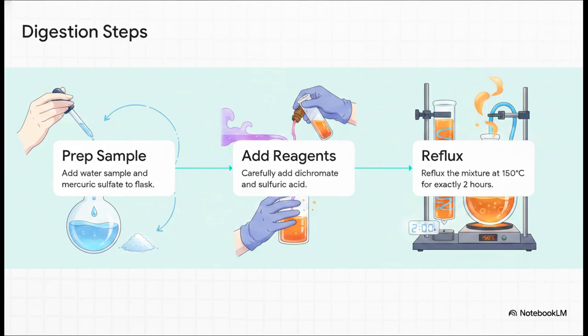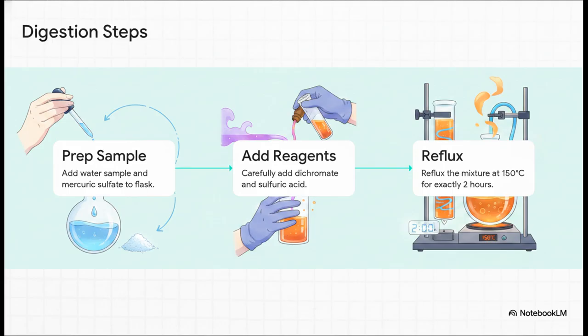Step 1. We meticulously measure a known volume of our water sample into the digestion tube and mix it with mercuric sulfate powder to block those pesky chlorides. Step 2. We add our exact volume of potassium dichromate reagent, followed by a very slow, very careful addition of the sulfuric acid reagent. Finally, step 3.